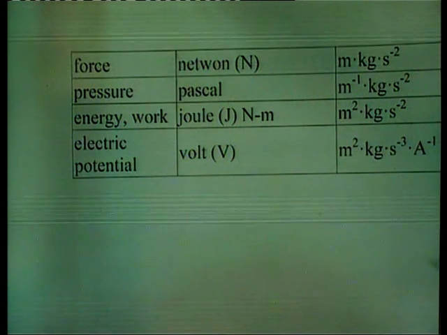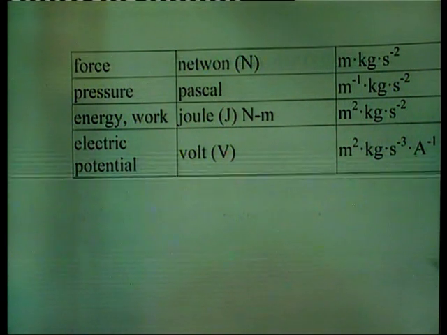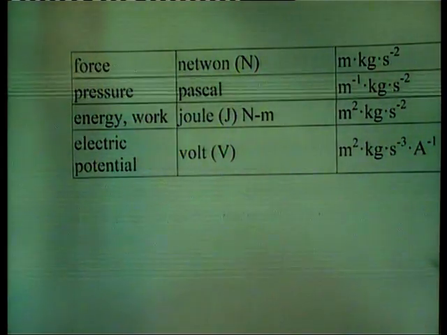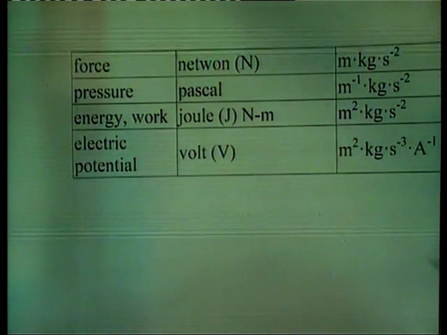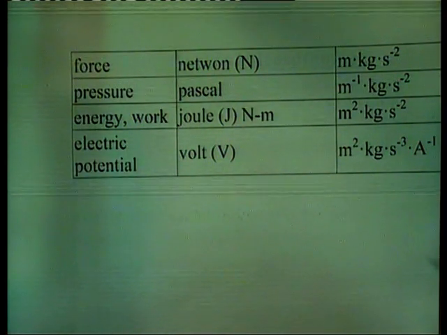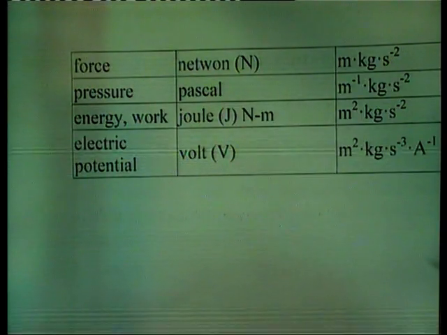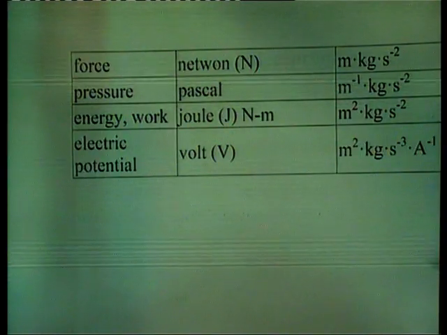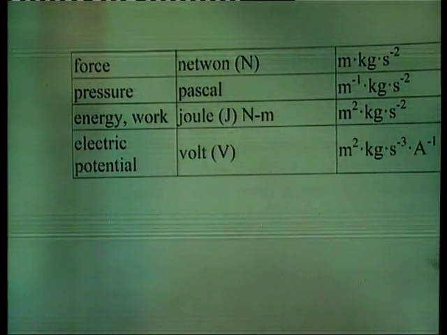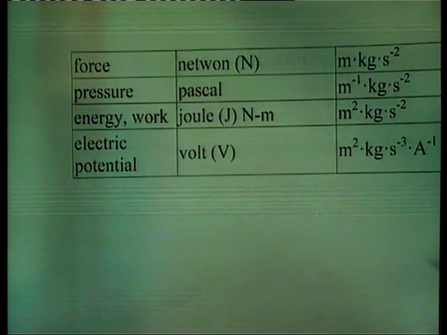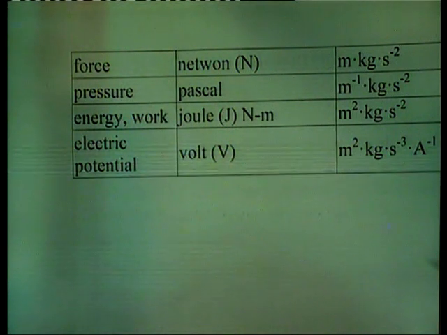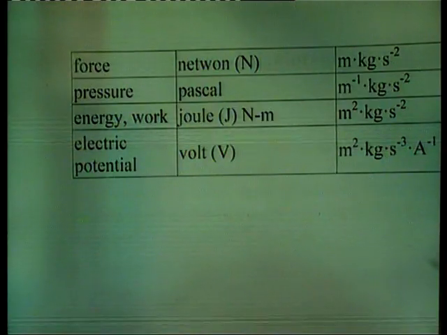Similarly, pressure, name specified is Pascal, and symbol is small m raised to minus 1 kg s raised to minus 2. Energy, work, name specified joules or J, Newton meter, and symbol specified as m square kg s raised to power minus 2. Similarly, electric potential, name specified as volt, capital V, and symbols as m square kg s raised to power minus 3 capital A raised to power minus 1.